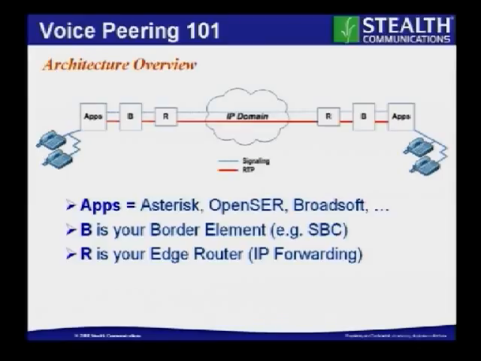These class 4, class 5 soft switches will typically then connect to your border element, the B. Border elements are session border controllers. They function like firewalls, and they also typically perform the routing. The session border controllers then interface to the routers, marked R in this example. And so this is the typical architecture here.